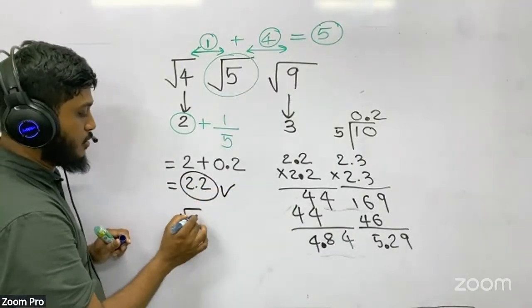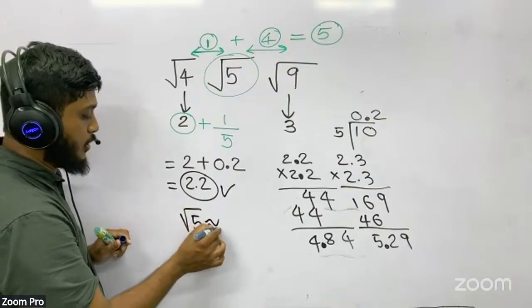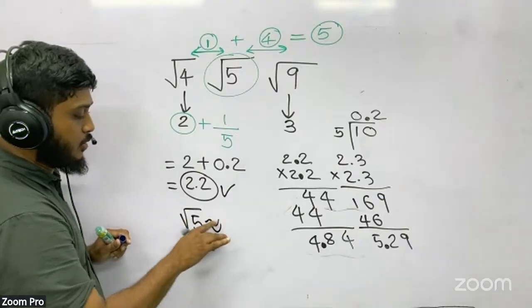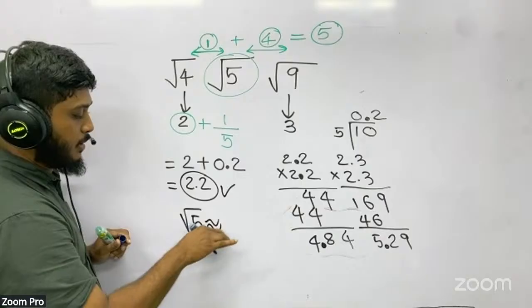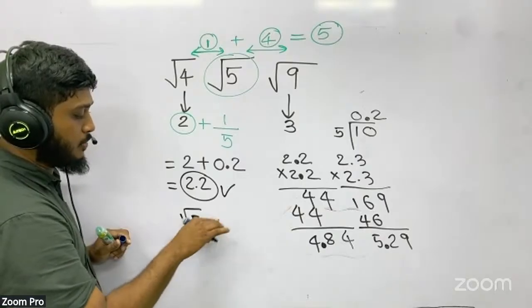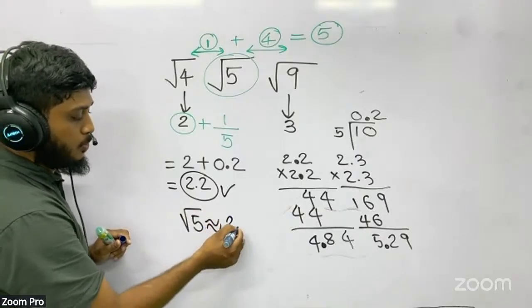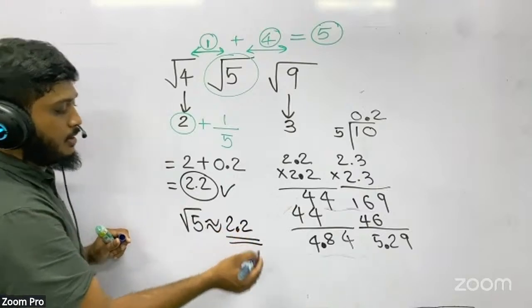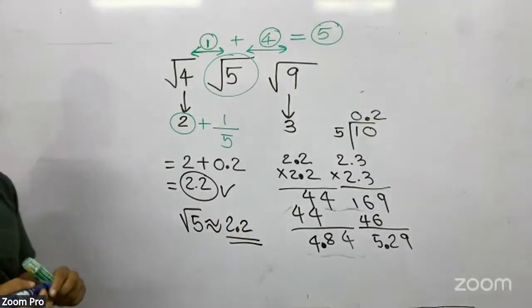Okay, so square root 5 is approximately equal to 2.2. You have to say it like this. It's not an equal mark, it's an approximation mark. Okay, approximately equal to 2.2 we should write. So if you do like this, you can save more time.